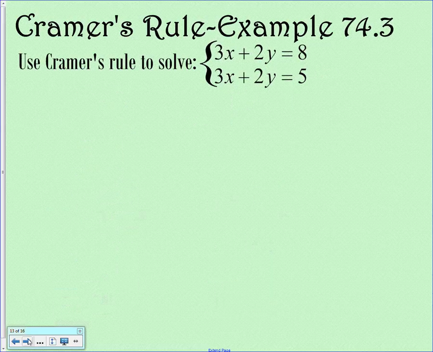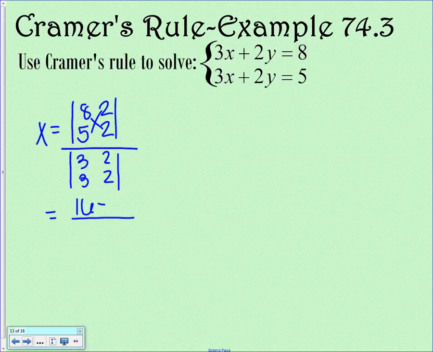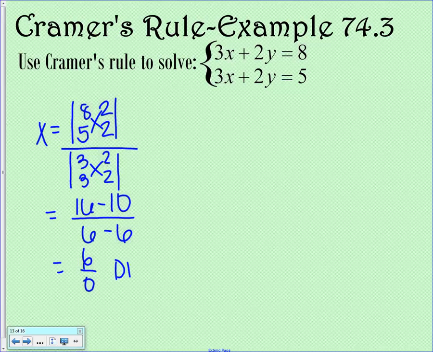Okay, let's look at one more. We want to use Cramer's rule to solve this. So to do our x, we're going to have 3, 3, 2, 2. And instead of the 3, 3, we're going to do 8 and 5, and then 2 and 2. So I'm going to have 16 minus 10, and then 6 minus 6, and I get 6 over 0. You can't divide by 0. That does not exist.